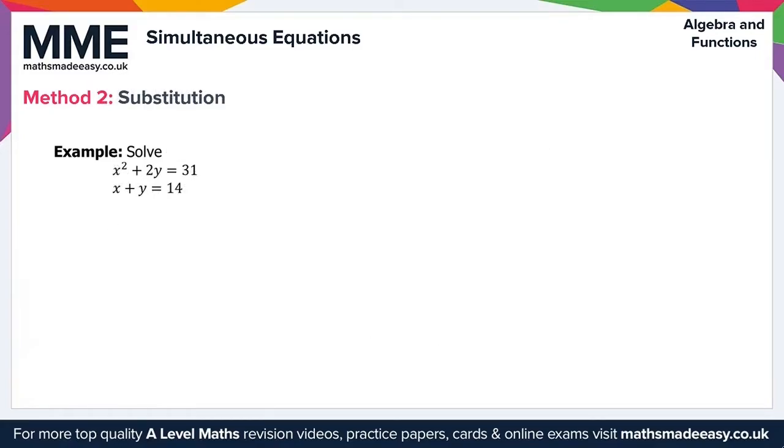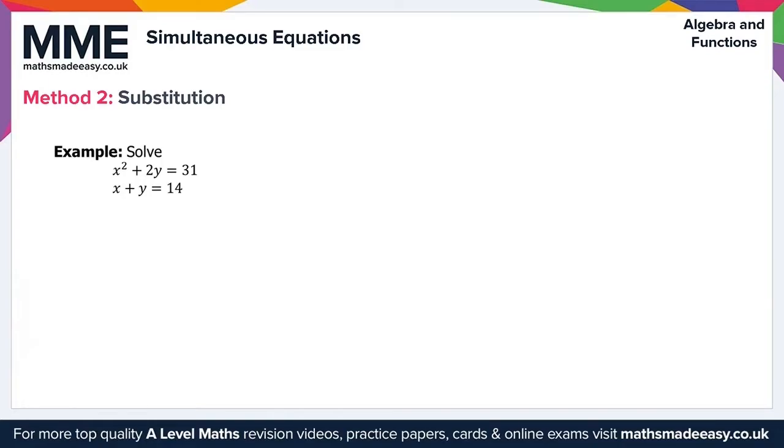Moving on to method 2 now for solving simultaneous equations, we're going to use the method of substitution here. And we use substitution here because we have a non-linear equation. Notice this x squared plus 2y equals 31. Because we have this x squared here, this is a non-linear equation. So in that case, we use substitution to solve this simultaneous equation.